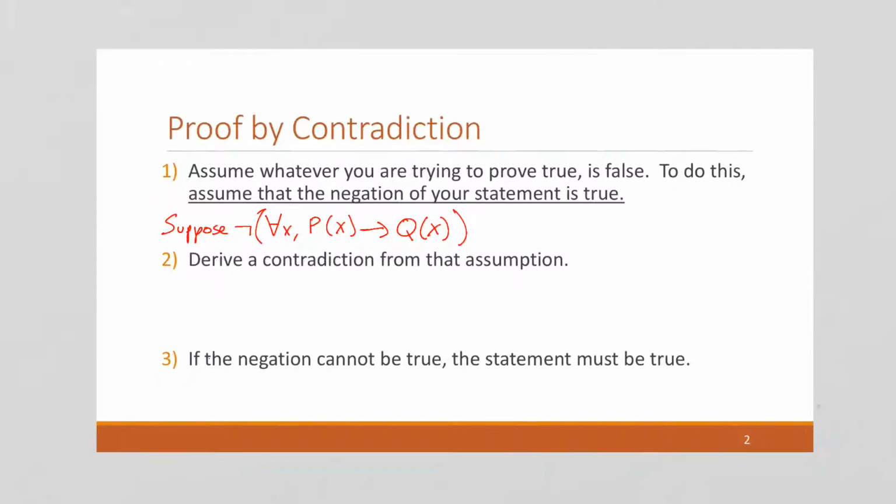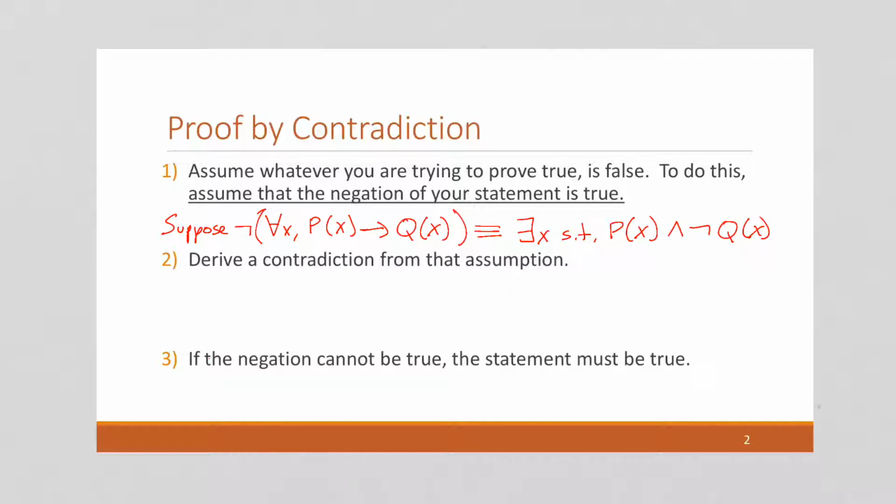Now, if you recall, the way we write that negation is the for all becomes there exists, and we have P of x stays the same, and the negation of Q of x. So the negation of for all x, P of x implies Q of x, is there exists an x such that P of x and not Q of x.